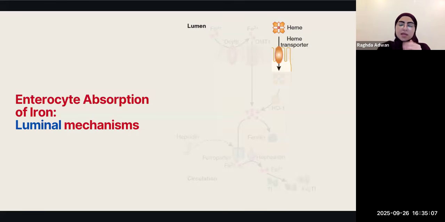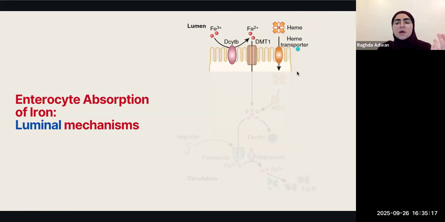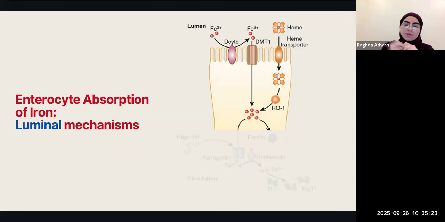When we eat iron in the form of heme, which is mostly in things like red meat, heme is absorbed into the enterocyte, or intestinal cell, via a heme transporter. Then the enzyme HO1, which is heme oxygenase 1, takes the iron out of the heme. Okay, this is one way.